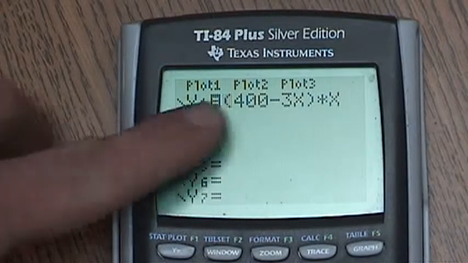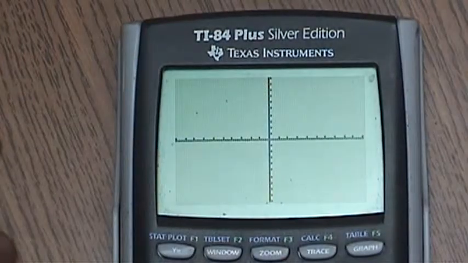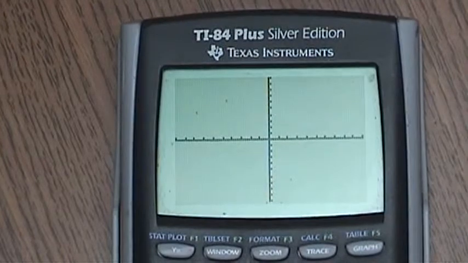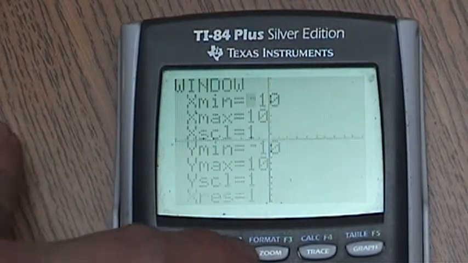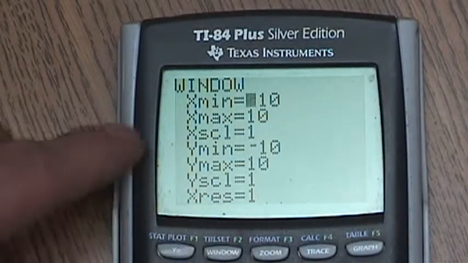So I type the function in and I hit graph. I wait a second for it to graph, and of course I don't see anything. The reason we don't see anything is that I'm just looking in the standard window here, and this function doesn't fit very well in the standard window. So I go back to the window feature, hitting the window button here.